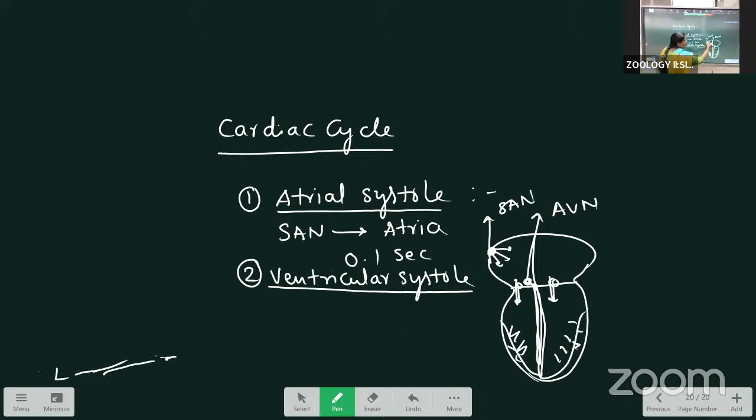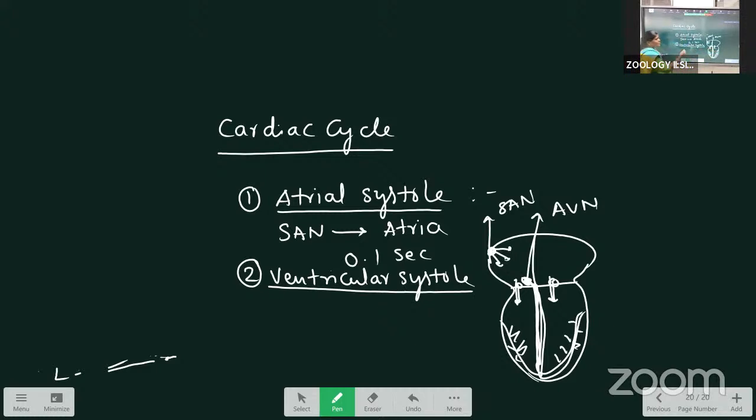When the action potential reaches the AVN, the atrioventricular node, the electrical impulse is given to the bundle of His. From the bundle of His, it goes to the Purkinje fibers. Like this, the total ventricles contract. That we call ventricular systole.